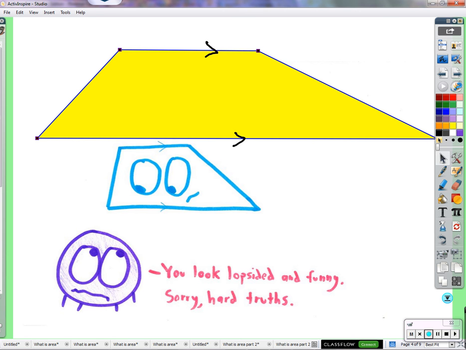I want you to take this, copy it if you want, copy and paste, spin, cut, slice, move, whatever, to figure out a way with the things that you can measure. You can measure this length, you can measure this length, you can measure the height, okay? How do I take those measurements and somehow make a rectangle out of it and turn it into base times height?